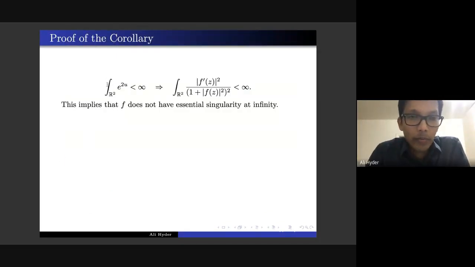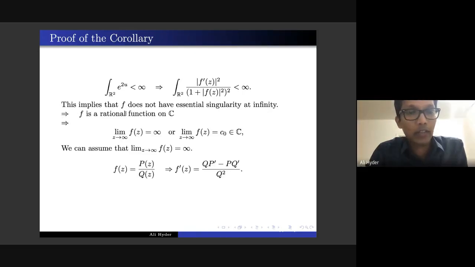Okay, because of this additional hypothesis that the integral is finite, and from using the representation, we get that this is finite. So roughly speaking, the integral being finite means this function has to be small at infinity. Of course, not at a point, but in some very rough sense. And that means the function f cannot have an essential singularity at infinity. So in other words, f has to be a rational function.